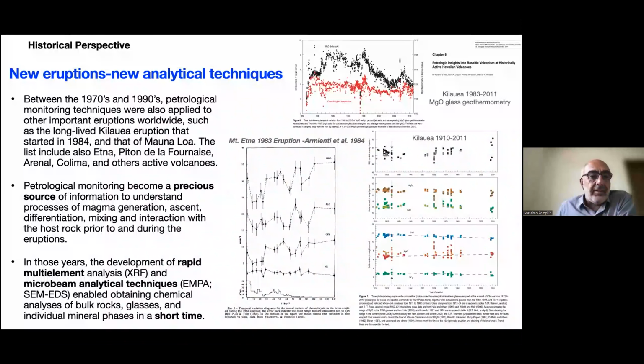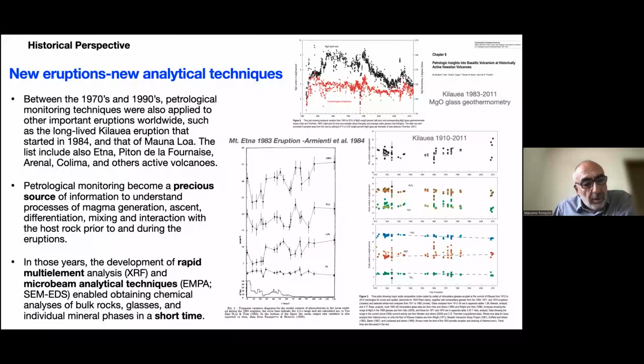After this first attempt, from 1970 to 1990, there were several eruptions in which petrological monitoring was applied. One is the long-lived Kilauea eruption that started in 1984, and Mauna Loa. Other eruptions like Etna, Piton de la Fournaise, Arenal, Colima, and other active volcanoes. In general, petrological monitoring became a precious source of information to understand the processes of magma generation, differentiation, mixing, and so on.